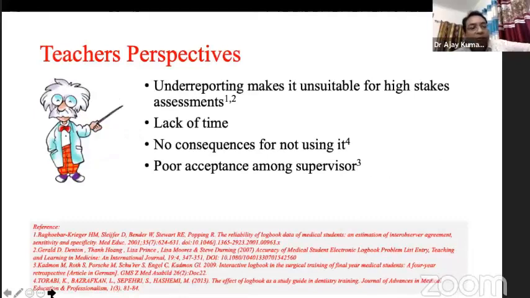If we take the teacher's perspective into account, it is found that underreporting is a major problem or limitation. Because of that, we are not able to use a logbook as a proper assessment tool, especially for high-stake assessment. Lack of time is another limitation. Because of that, teachers are not able to provide proper feedback and are not even able to scrutinize the process. Even so, there are hardly any consequences when the logbook is not completed.